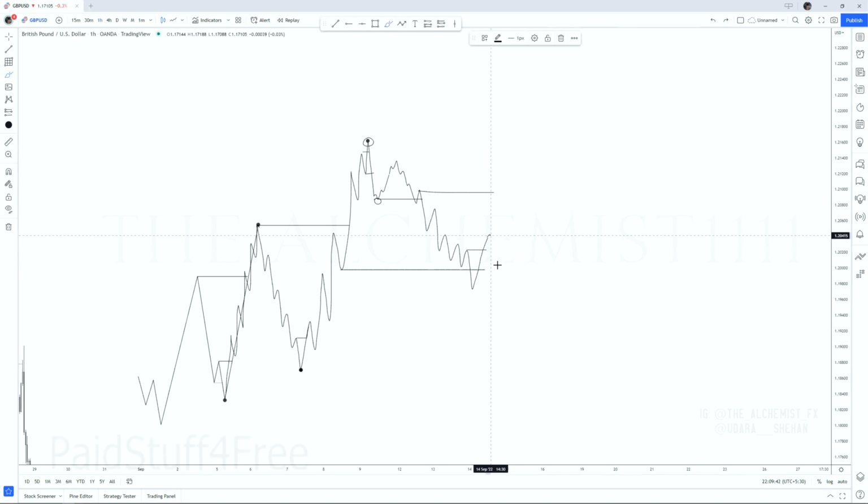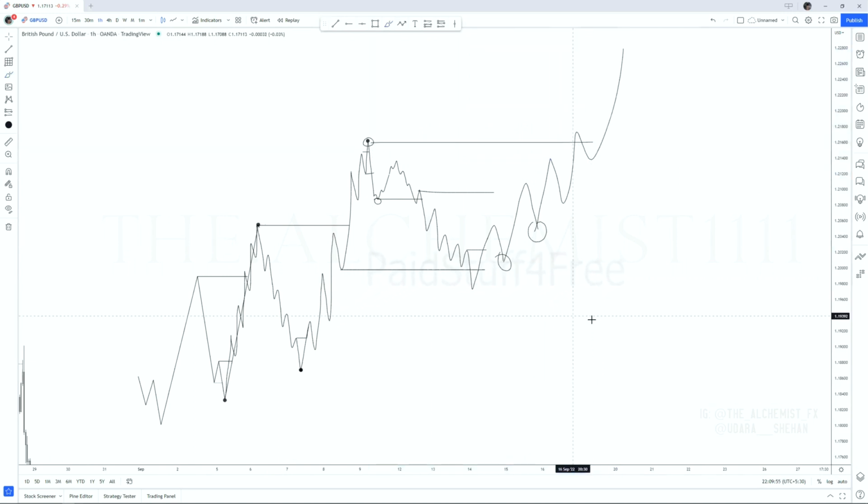Instead, with every single pullback, it's going to be an opportunity for you to buy. You buy it here. You buy it here. Instead, you're not going to just look for sales in here. No, because why? This is bullish. This is bullish. You're going to keep on buying it. Keep on buying it. Can you understand that?